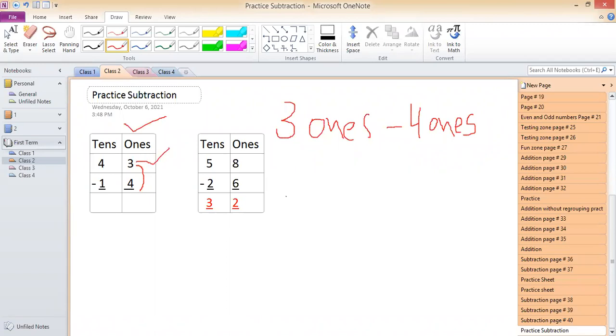So this is 3. Draw 3 lines. This is 3, right? Draw 3 lines. 1, 2, 3. Now cut 4 lines. Cut 4. 1, 2, and 3. Can you cut 4 lines?